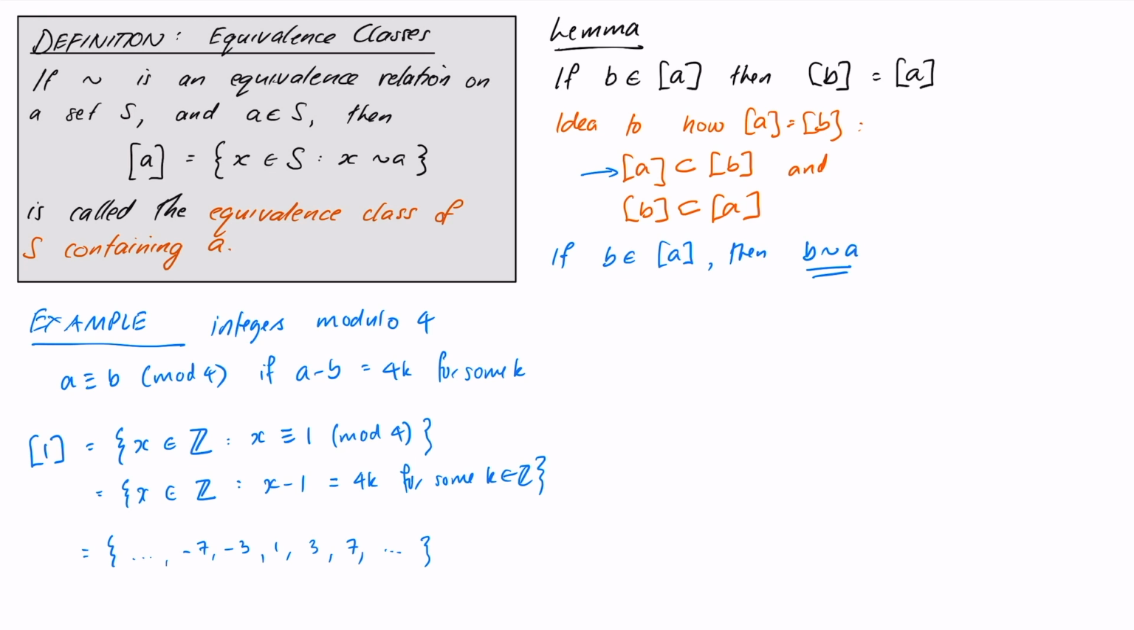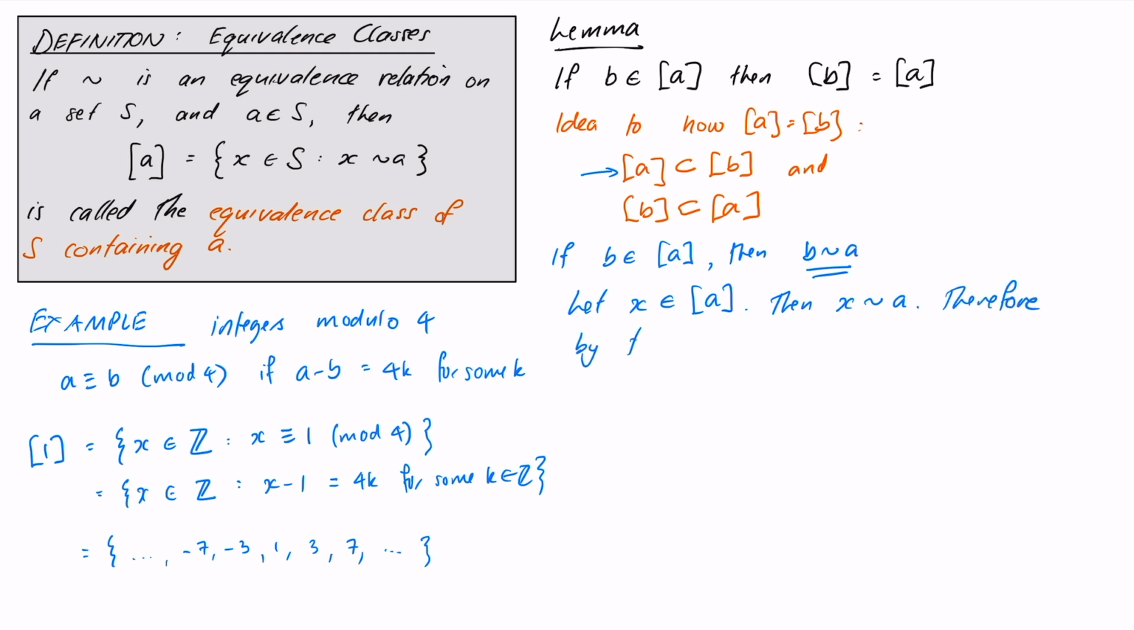So I'll take an arbitrary one. Let X be an element of the equivalence class containing A. And I want to show that this also has to automatically be inside the equivalence class containing B. So if X is a member of this, that means we know that X is equivalent to A. And now we have two facts that we can tie together. If you remember the definition of equivalence relations, by transitivity, this means that X is automatically going to be equivalent to B as well.